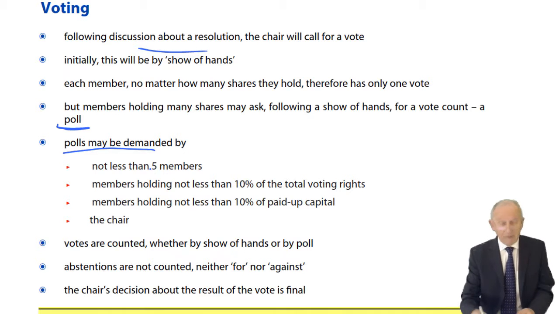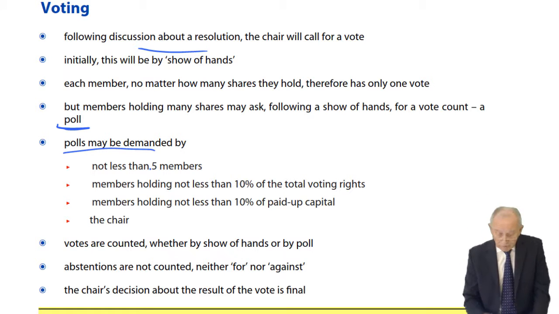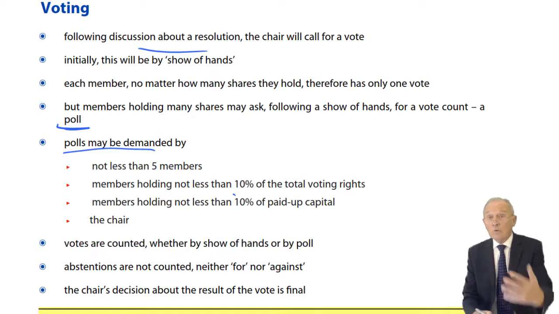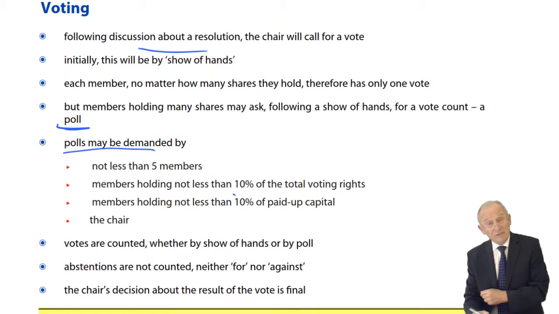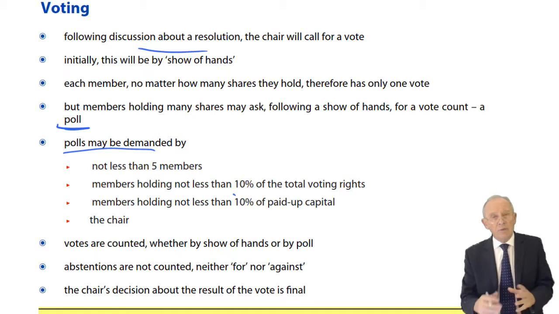Polls may be demanded by not fewer than 5 members, members holding not less than 10% of voting rights, or members holding not less than 10% of paid up capital, which may not have voting rights, might be preference shares with no votes. Or the chair himself may say, let's have a poll, and the chair may commence the proceedings to carry out a vote count.